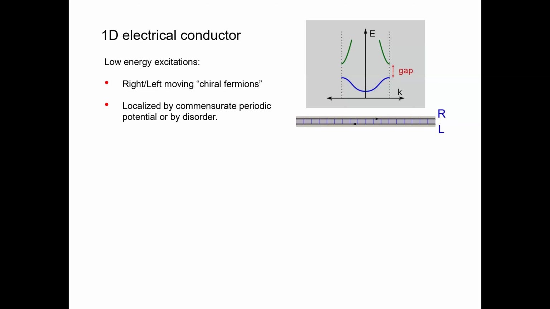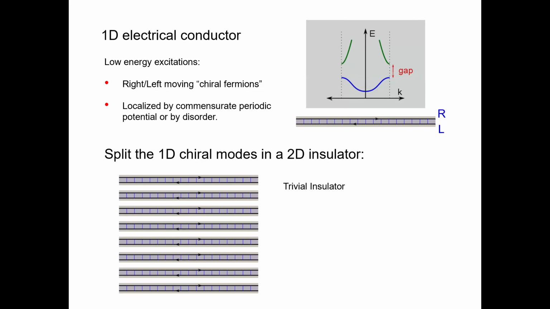So what I'm going to do is start off and imagine that I have a bunch of these one-dimensional wires, and maybe I've turned them into an insulator by putting on a weak periodic potential. When I turn on the weak periodic potential, the right-moving chiral fermion is bouncing to the left mover, bouncing back and forth between the right and left moving chiral fermions on the same wire.